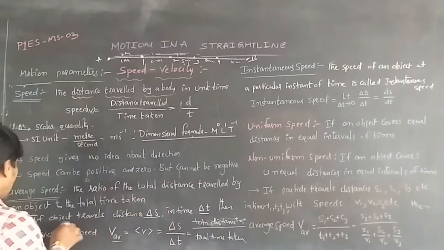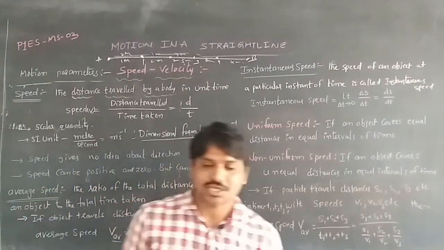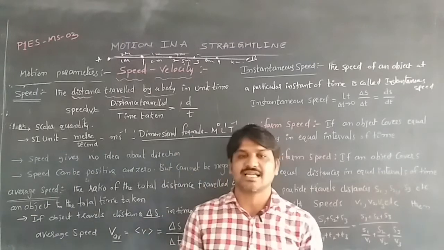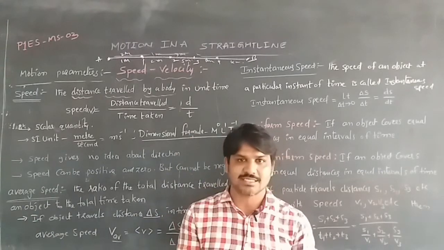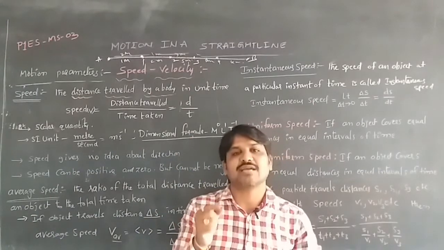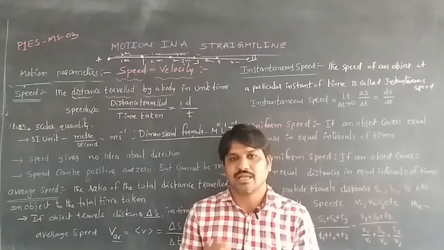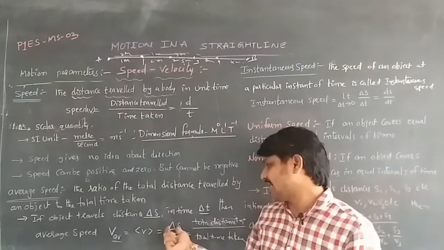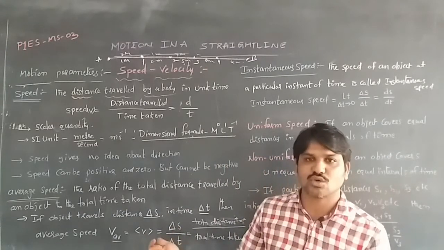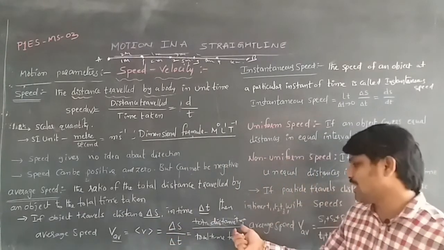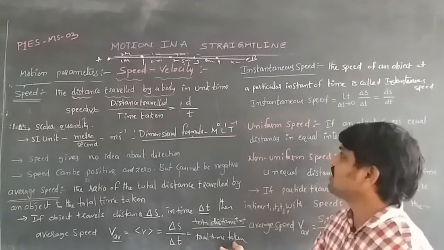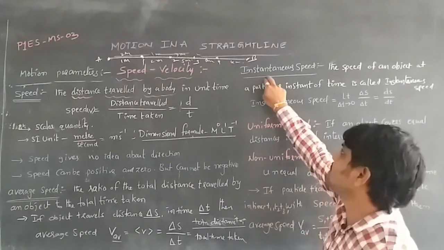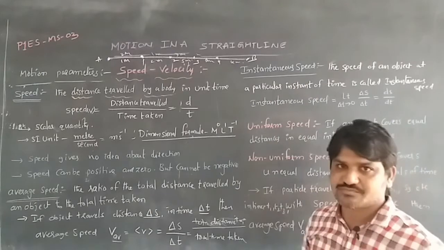This is about average speed. The ratio of the total distance traveled by an object to the total time taken is called average speed, that is delta S by delta t. That means total distance traveled by total time taken. Next we are going to know about instantaneous speed.